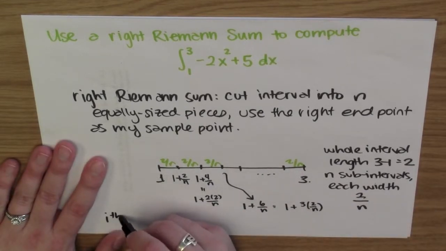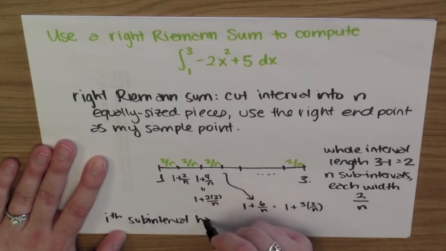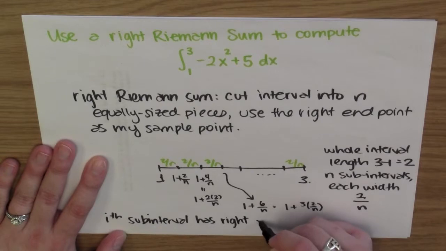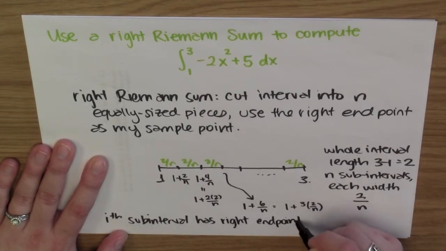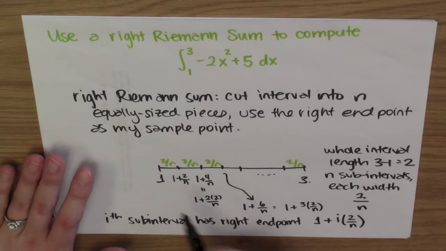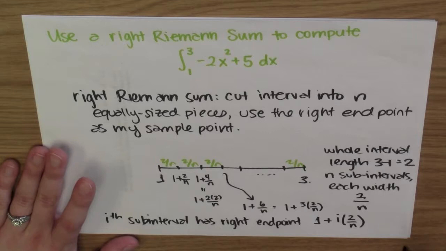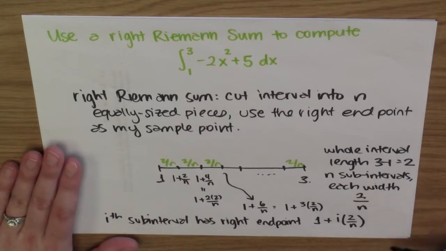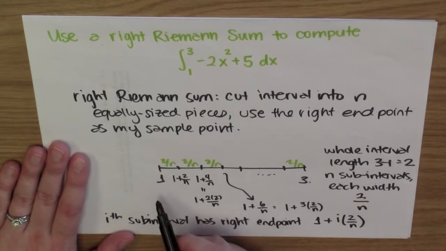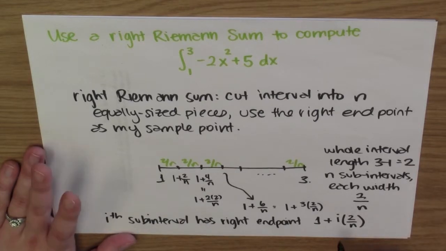So the ith subinterval has right endpoint 1 plus i times 2 over n. Okay? Because I've moved over i times by this 2 over n, and I started at 1. So 1 plus i times 2 over n. Right? Hopefully you can see how this might work in general. If I was starting at some other point than 1, I would have that point here, and then however long my subintervals are is what goes here. And I move over one of those subintervals each time.